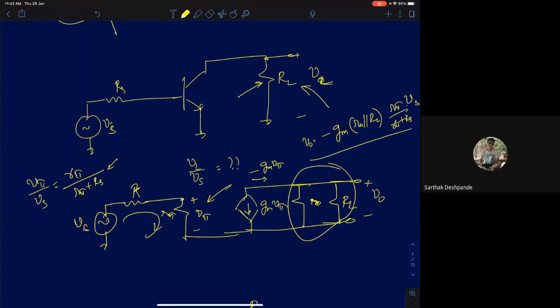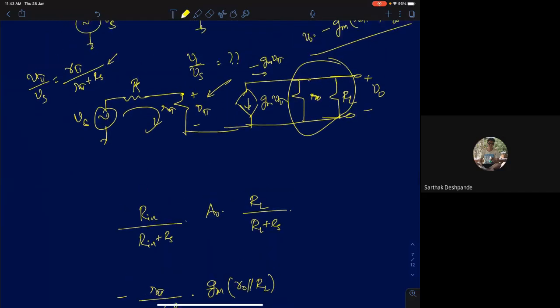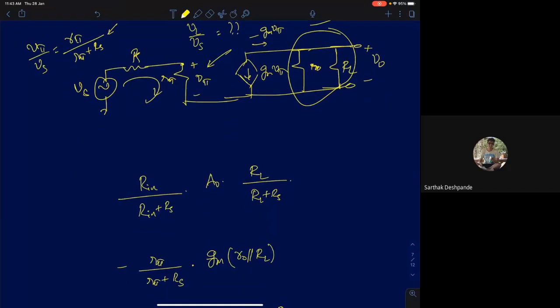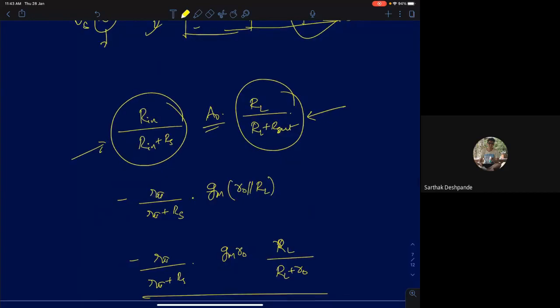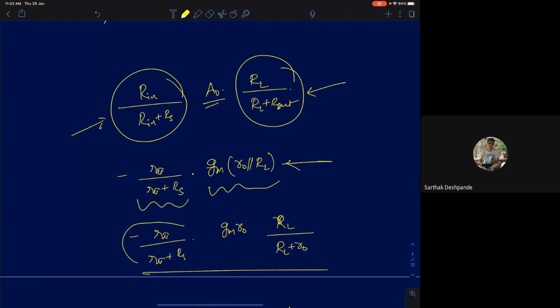So you have your voltage gain. Take V naught by Vs, that will be your voltage gain. If you recall from the old lectures, I said whenever you have an amplifier with loading, it is Rin by Rin plus Rs, RL by RL plus Rout at the output terminal, and A naught is the intrinsic gain. So we'll try to express it in this form: R pi by R pi plus Rs into gm into R naught parallel RL. We just derived this result. The first term I'm going to write as it is. Second term, if I expand this, I get R naught RL by R naught plus RL into gm. So gm R naught into RL by RL plus R naught.